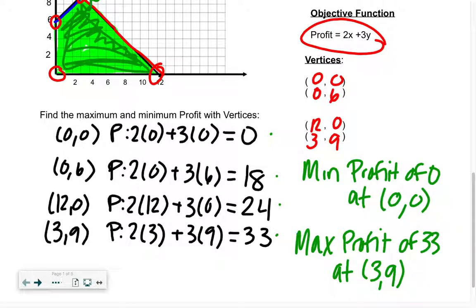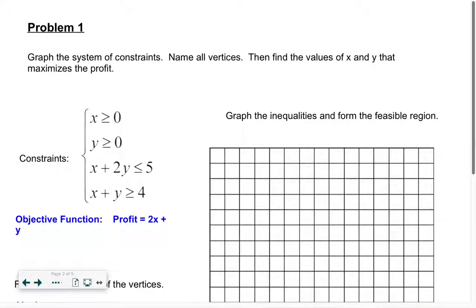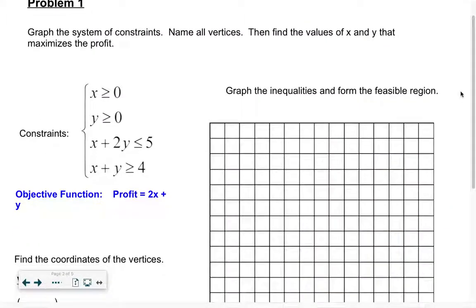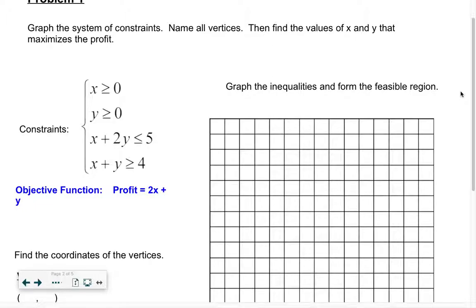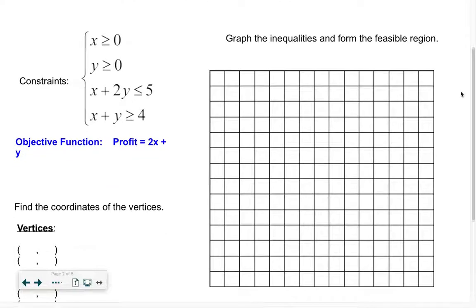Okay, questions? How are we feeling? Okay. Ready to go on? Alright, now we gotta do our own. It says, graph the system of constraints, name the vertices, then find x and y that maximize the profit.